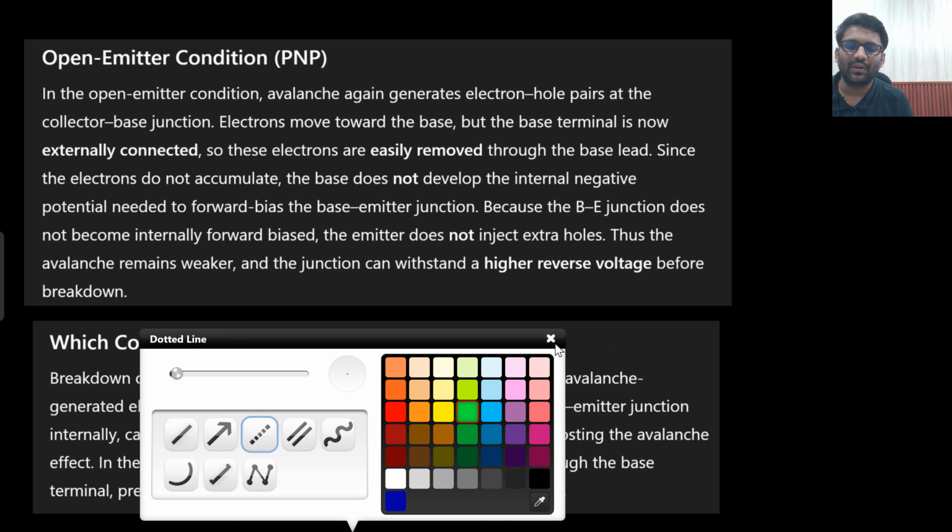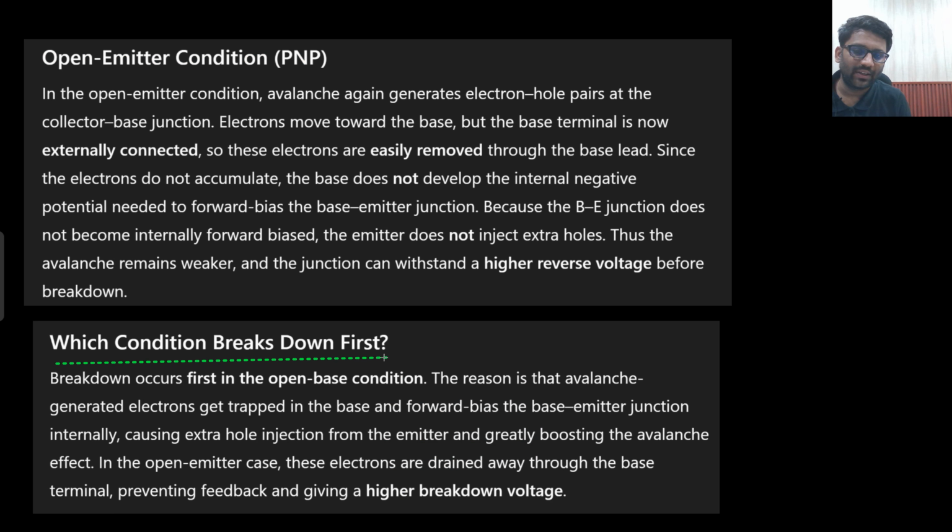You can read the theory on your own. Breakdown would occur first in the open base condition. Why is that so? Because the avalanche-generated electrons get trapped inside the base, forward bias the base-emitter junction, causing extra holes to be injected from the emitter and greatly boosting the avalanche effect. In the open emitter case, these electrons are drained away through the base terminal, preventing feedback and giving a higher breakdown voltage. Right? So all this is completely understood.